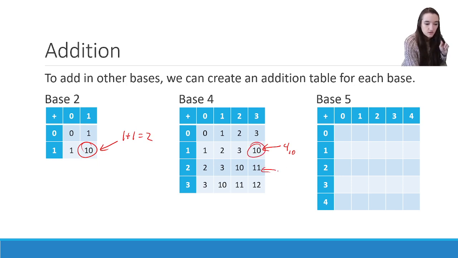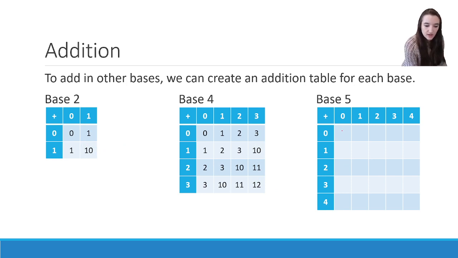Now 2 plus 3 is 5 in base 10. So 5 is 1 four and 1 left over, which gets me 11. We can also think of it as 4's and 1's, so it's 1 four and 1 left over. What's 3 plus 3? That's 6 in base 10, which is 1 four and 2 left over. So that's 12. Then base 5. How can I fill this table out?